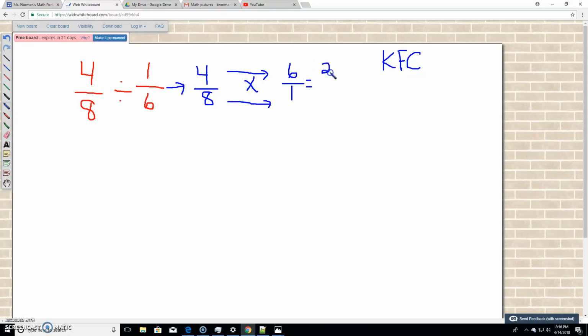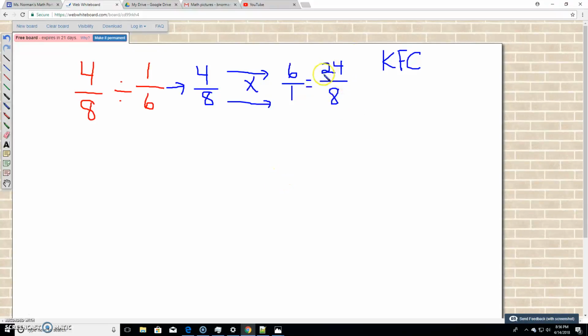So this makes 24 over 8 is my product for 4/8 times 6/1. Now, this is an improper fraction. And yes, you do have to do simplest form. Converting an improper fraction to a mixed fraction is part of simplest form. We will go ahead and model that.